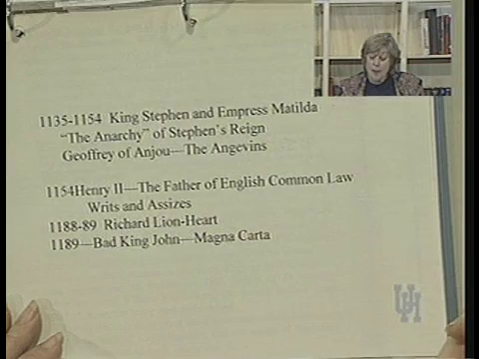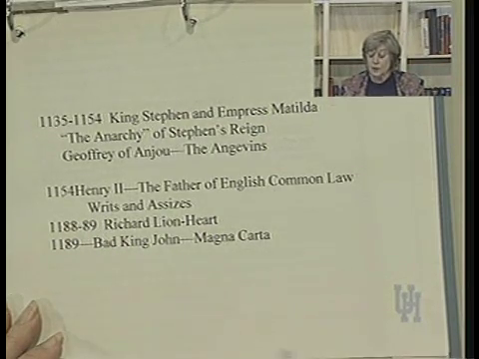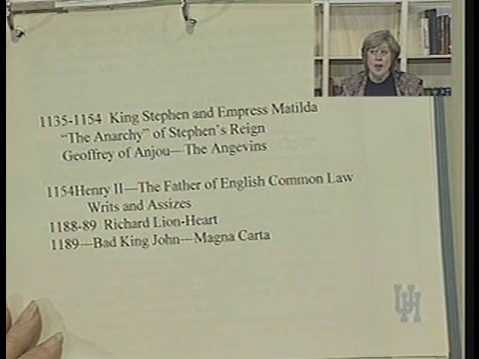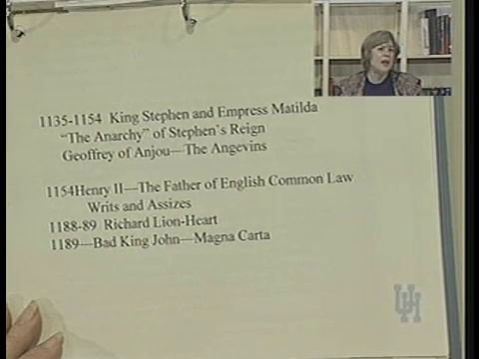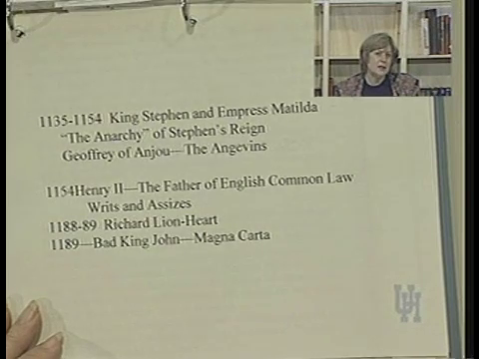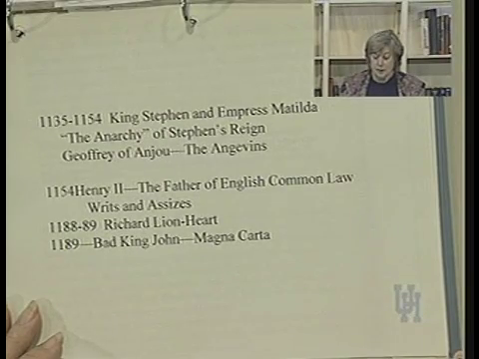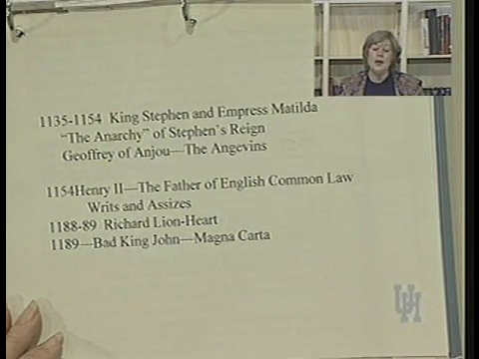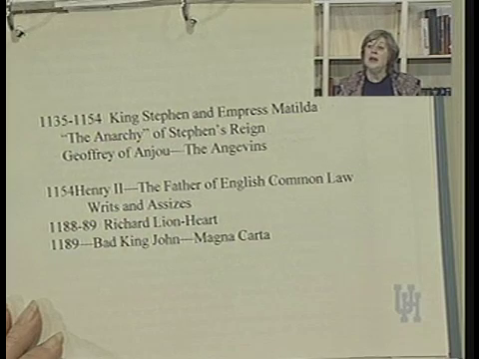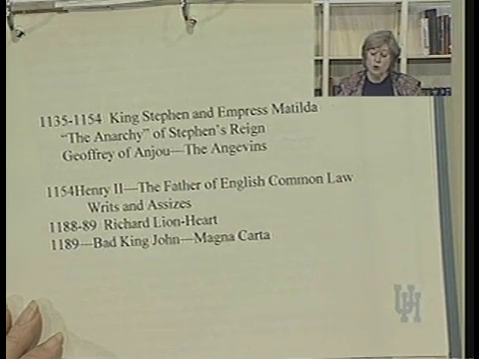Stephen was succeeded by Matilda's son, Henry II, who is called the father of English common law. One of his innovations was writs and assizes, standardized writs that you could go and purchase from the king and fill in the blanks, so that he brought order and logic to the legal system. In 1188 to 1189, Richard Lionheart made history by going on crusade, and England ran all by itself. It was so efficiently organized that even though Richard was gone most of his reign, the country survived nicely.